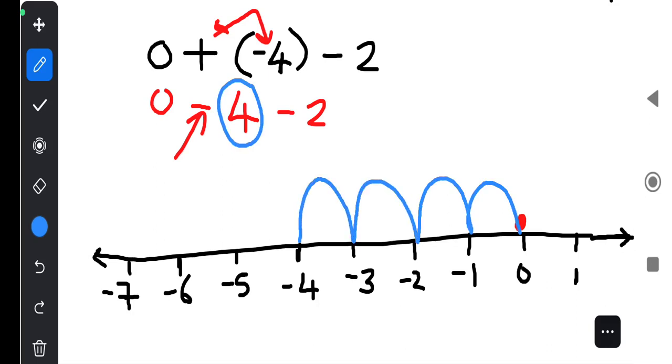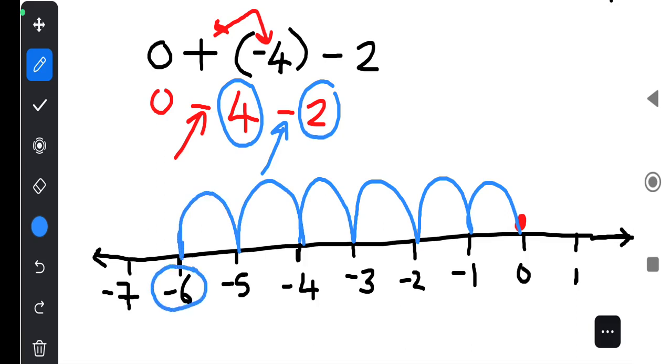Now this second minus that the arrow is pointing to is telling us to move to the left again. How many times are we going to move this time around? We will move 2 times. Let's do that. So you start from -4, move to the left 2 times. You have 1 and then you have 2. At the end of the day, we ended at -6. That means that the answer is -6.